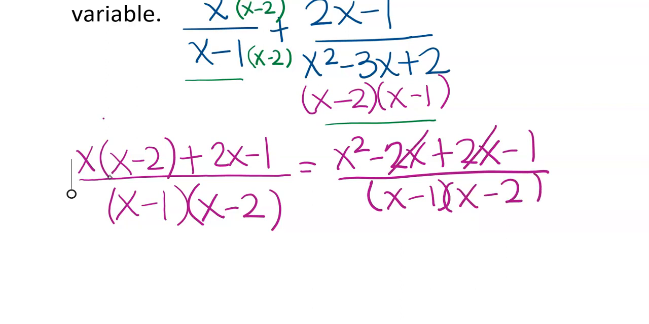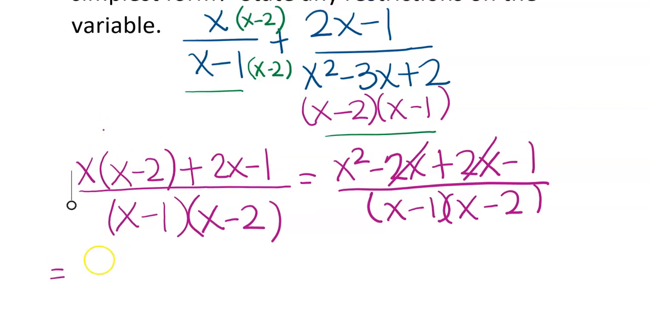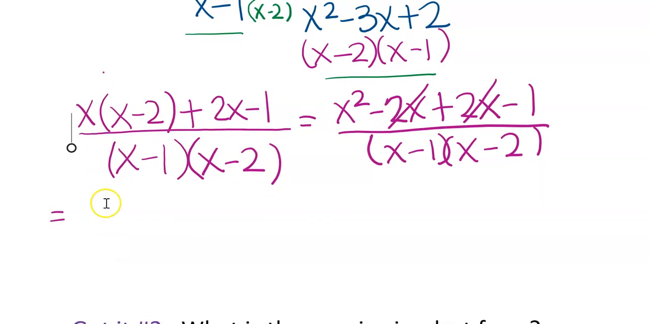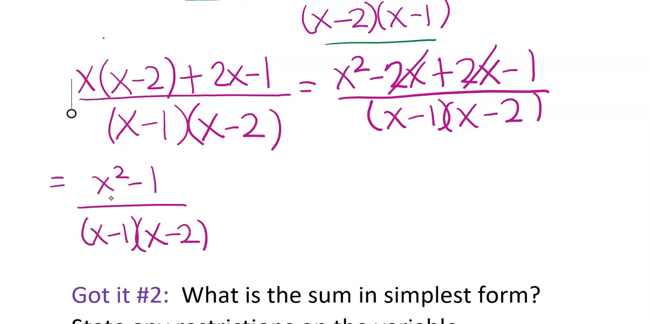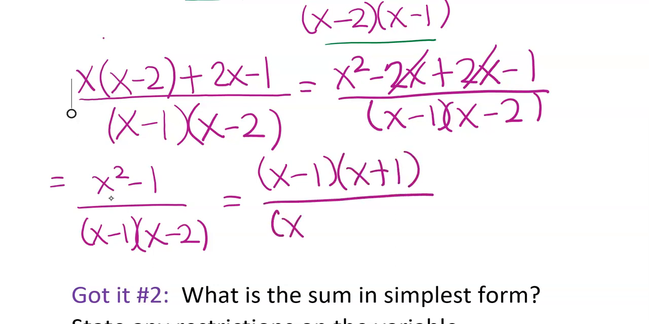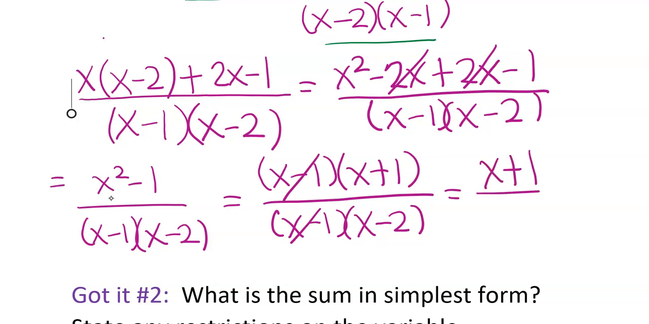Now I see that the 2x's cancel. So we get x squared minus 1, and the denominator stays the same. And now I notice that the numerator is a difference of two squares, that we can factor down even further into x minus 1, x plus 1. So my x minus 1's cancel, and I'm left with x plus 1 over x minus 2.